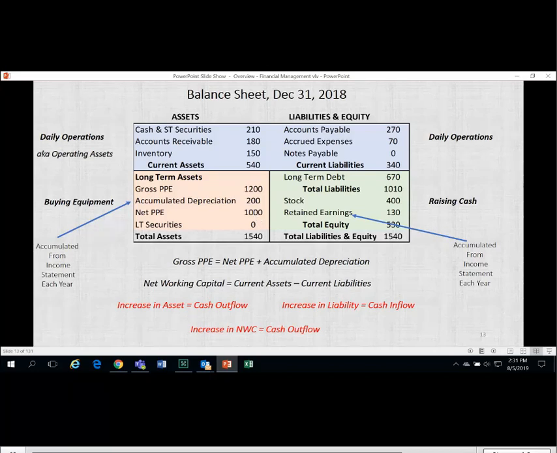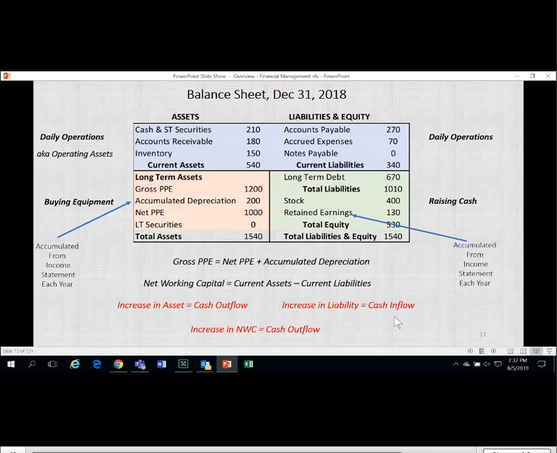Now, there are some relationships on this balance sheet that are very important. First, let's look at what's called net working capital: current assets minus current liabilities. Second very important thing: any increase in an asset, anything on the left-hand side of the balance sheet, if there's an increase in an asset, it's a cash outflow.